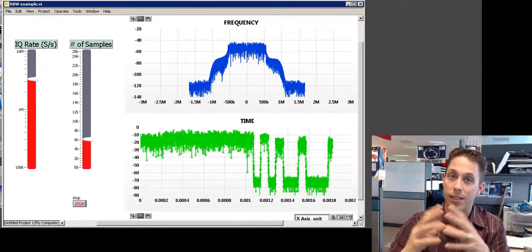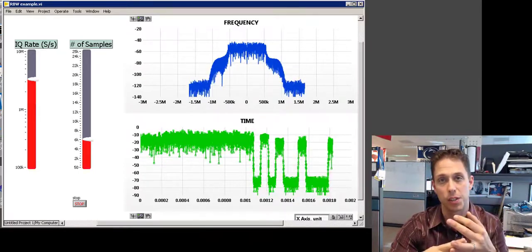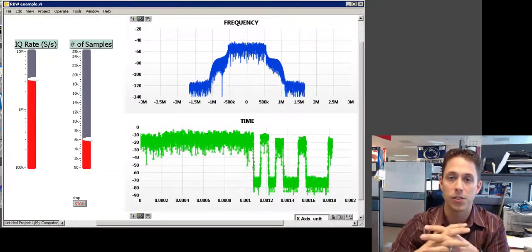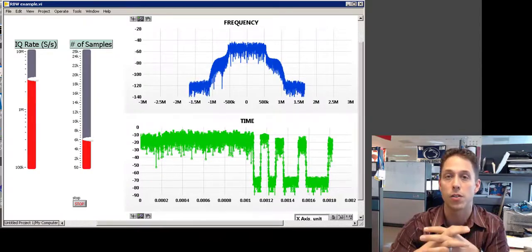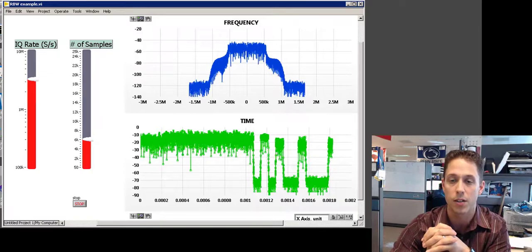And we're looking at the same signal in two different domains. We're looking at it in the time domain and in the frequency domain, the frequency domain being up top. Now, if you look at that signal, you can see indeed it is occupying a certain amount of bandwidth. In this case, just about 1 megahertz, a little bit over actually.